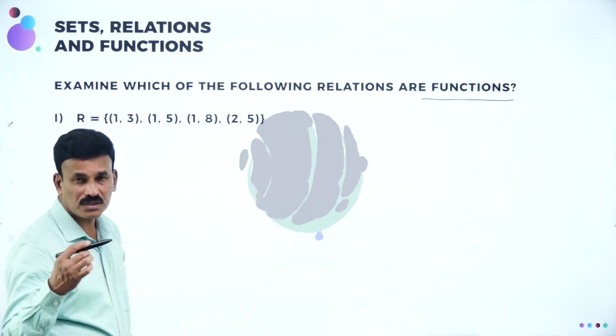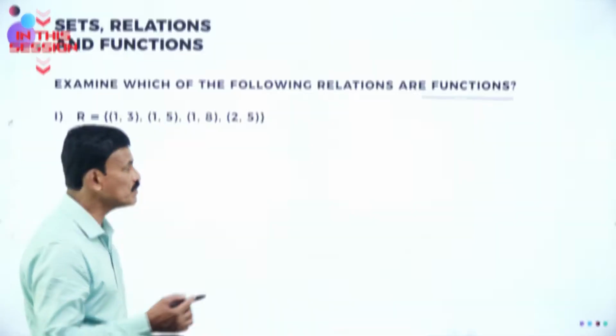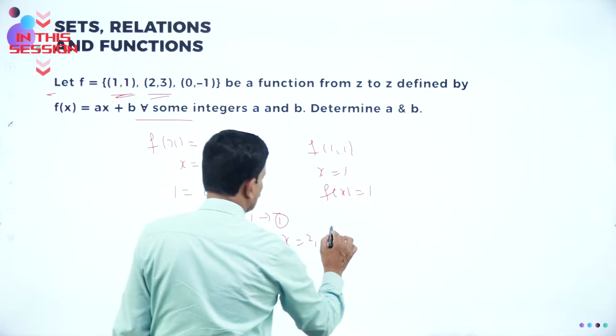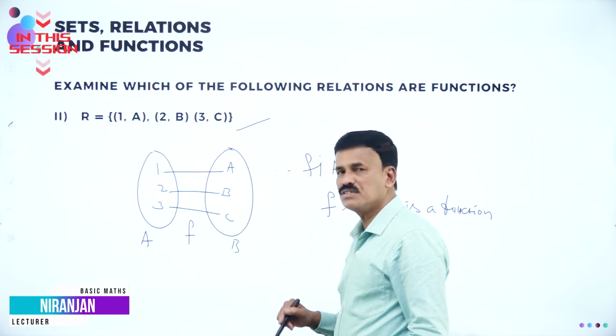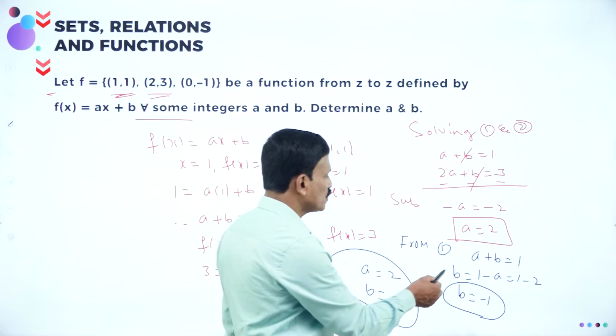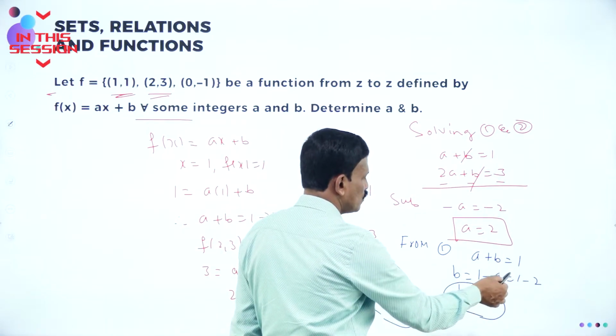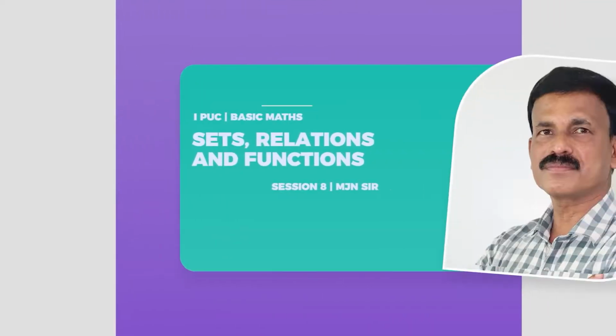So according to the definition of a function, the first element should not be used more than one time. When x is equal to 2, f of x is equal to 3. Different elements of A will have different images, and all the elements are used only one time. So what is required to find is B. B is equal to 1 minus A. 1 minus A is minus 2. 1 minus 2 is minus 1.